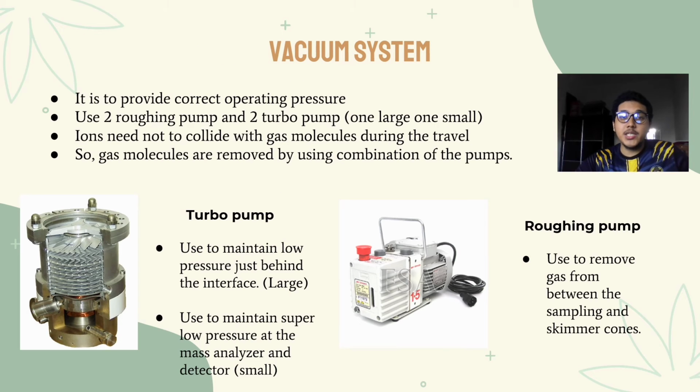Thank you to the previous presenter. Now we will move to the vacuum system. The vacuum system is used to provide the correct operating pressure, because ions must not collide with gas molecules during travel. So gas molecules are removed using a combination of pumps: 2 roughing pumps and 2 turbo pumps, one large and one small. The large turbo pump maintains low pressure just behind the interface, and the small turbo pump maintains super low pressure at the mass analyzer and detector. The roughing pump removes gas from between the sampling and skimmer cones.